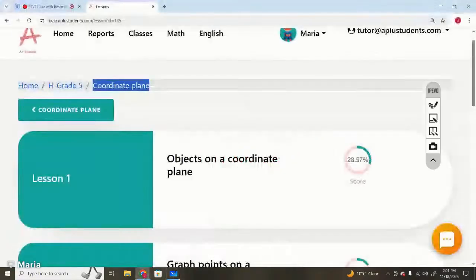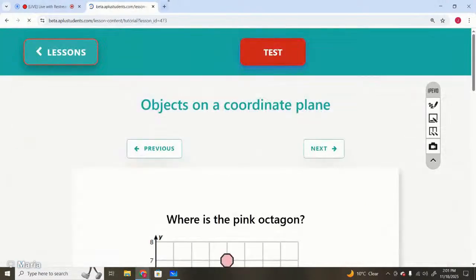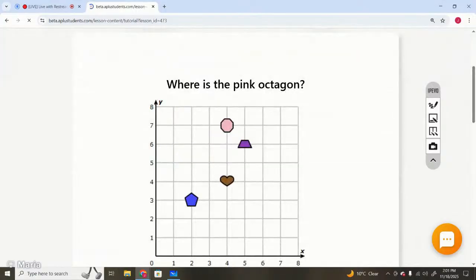So here I'm on grade 5 math. Let's just start with the first lesson, that is objects on a coordinate plane. Let's just start with the lesson. So first thing we are going to learn over here is what is the coordinate plane, right?